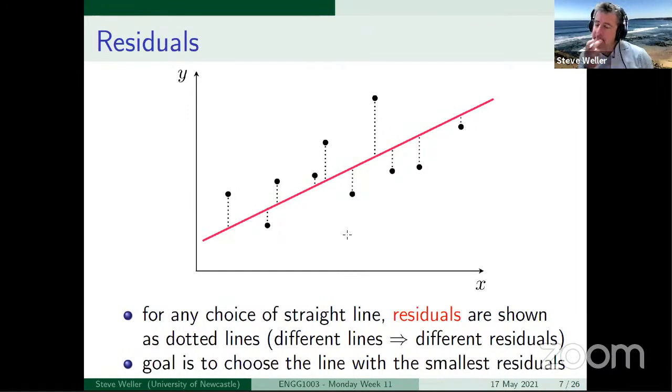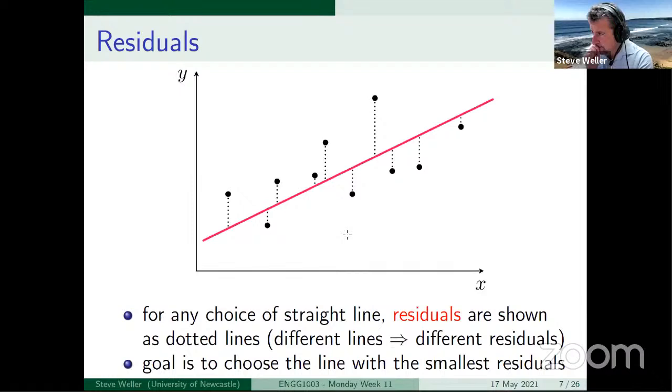So when you look at this image, what I want you to think is that the black dots are the data that's given. They're given and fixed. What's variable is the line, the gradient and the offset of the line. So if we're given the data, for any given choice of gradient and offset, namely any given choice of red line, we get a different set of residuals, because the residuals are the collection of the vertical heights indicated as the dotted lines. So a line that is a good fit is one that has small residuals.